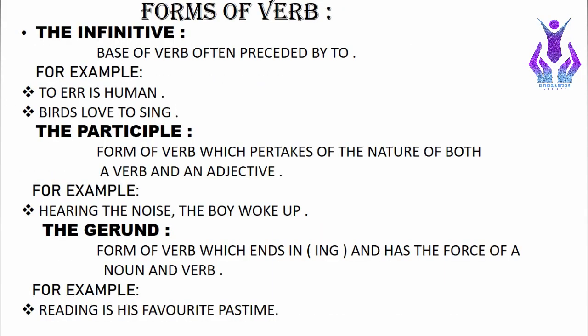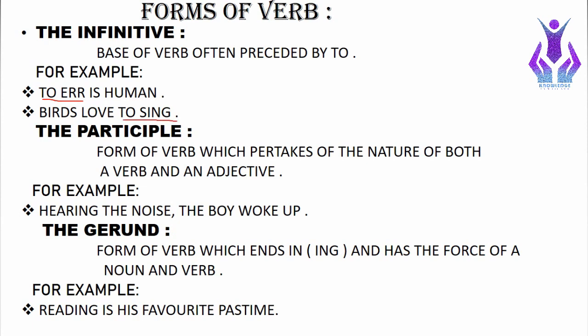Now, moving towards forms of verb. The first form of verb is the infinitive: the base of a verb often preceded by to. When base verbs or simple verbs are preceded by the word to, it is called the infinitive. So for example, to err is human. Birds love to sing. These are infinitives.